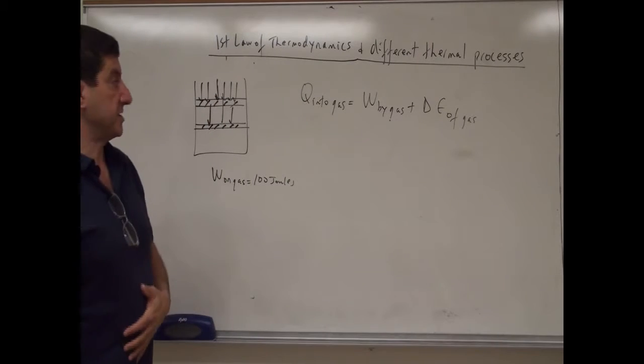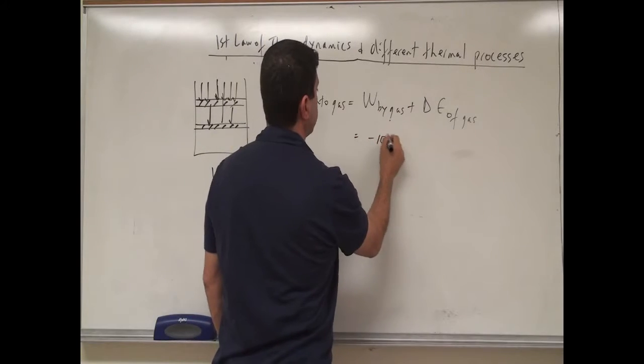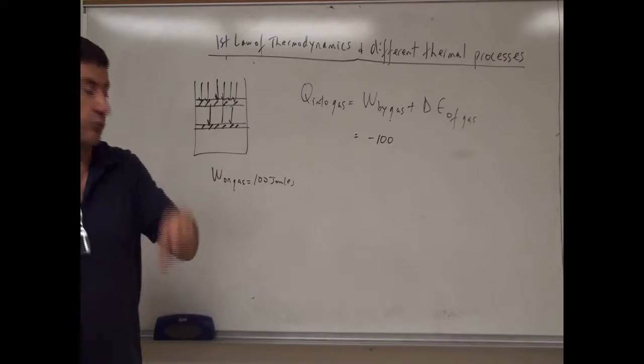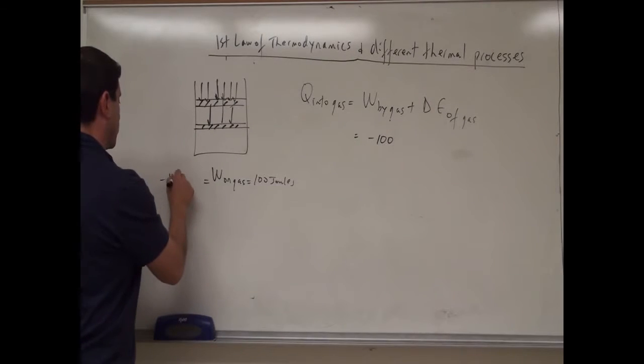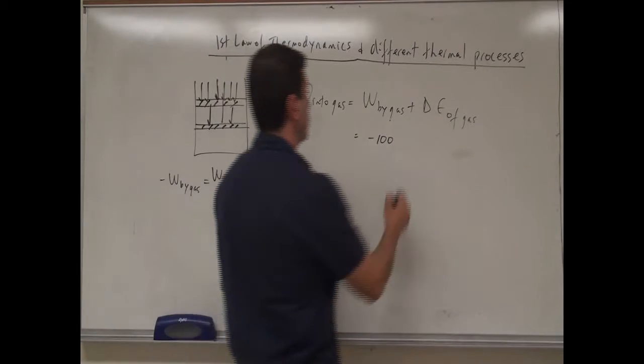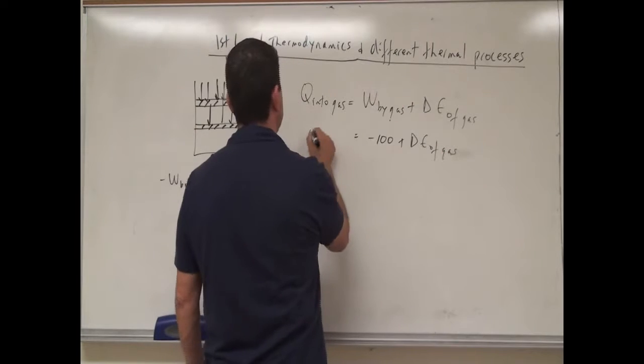What's going to happen to the gas? Okay, so what's going to happen here? In this equation, work by gas is negative 100. So work on gas is equal to negative work done by gas. Negative work done by gas. Okay? So then what's going to happen? Delta E of gas and then Q into gas.